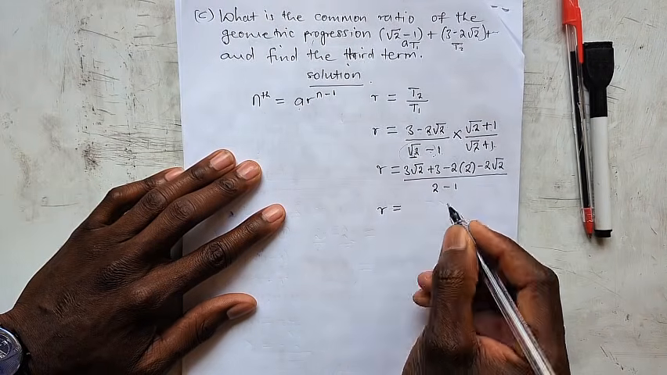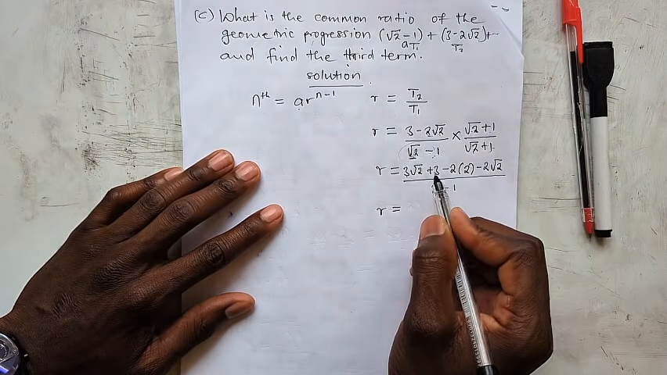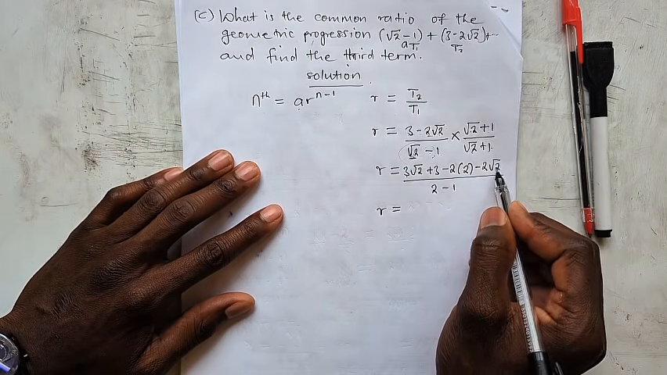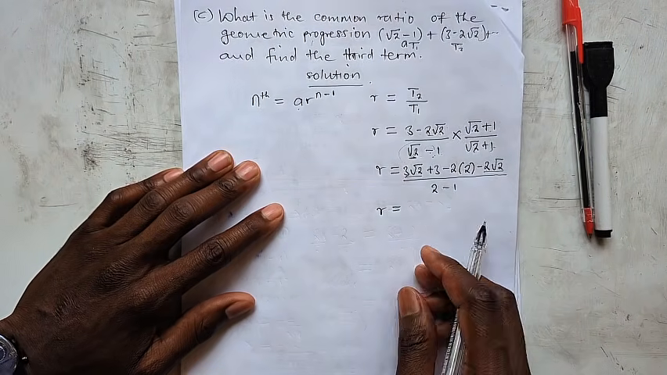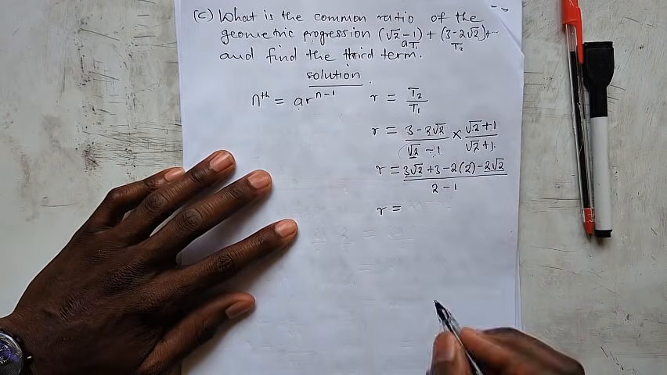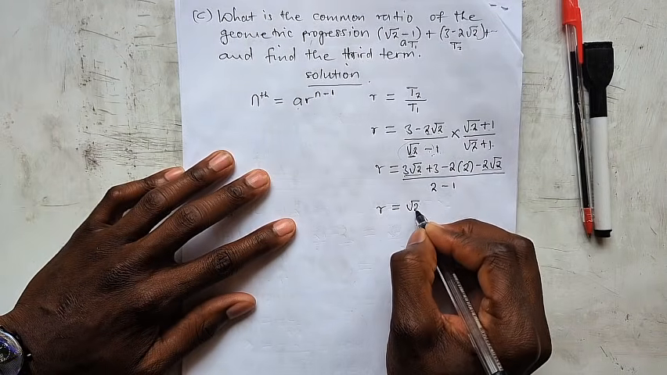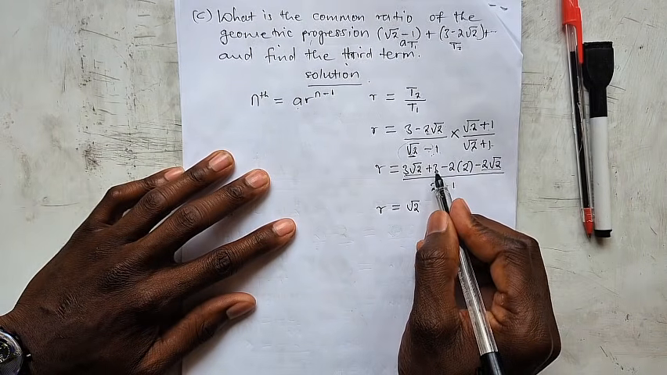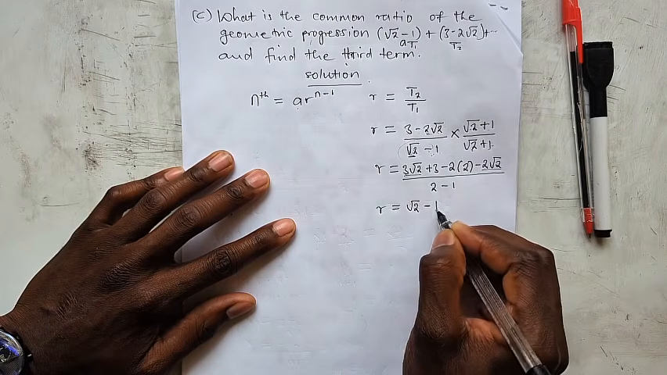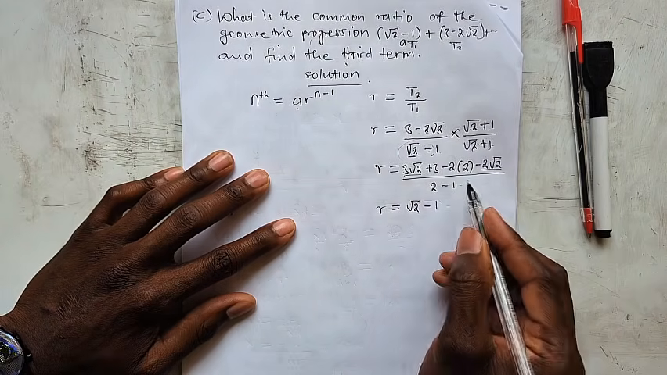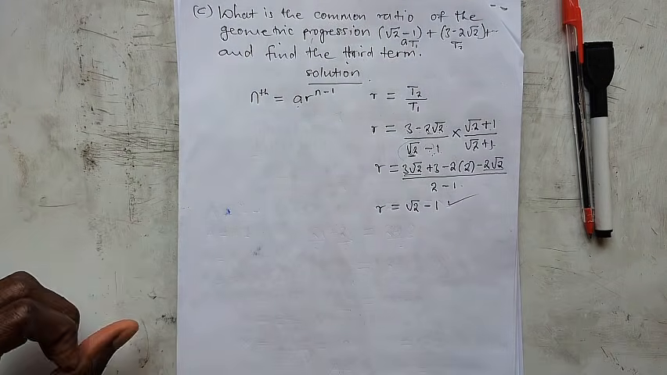So r is equal to, if you check, it's more like you're saying 3x, then here we have negative 2x. So this and that will subtract from one another since they have the same surds. This minus that will just give you square root of 2. Then here we have 3 minus 4, which gives us minus 1. The denominator, 2 minus 1, is 1. This is our common ratio.